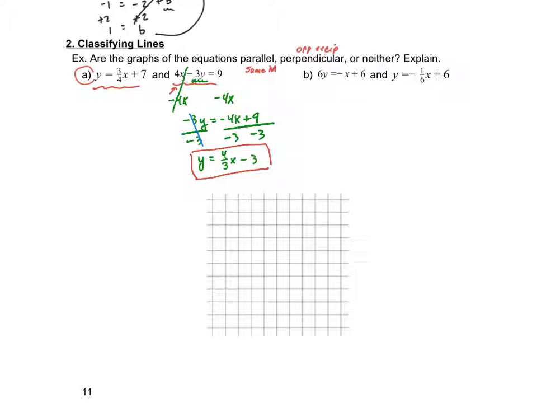And then my first equation, so we can see it a little bit better, is y equals 3/4x plus 7. And my question here is, do we have the same slope? We do not have the same slope, so that means they're not parallel. Slope does not equal, my m is not equal.